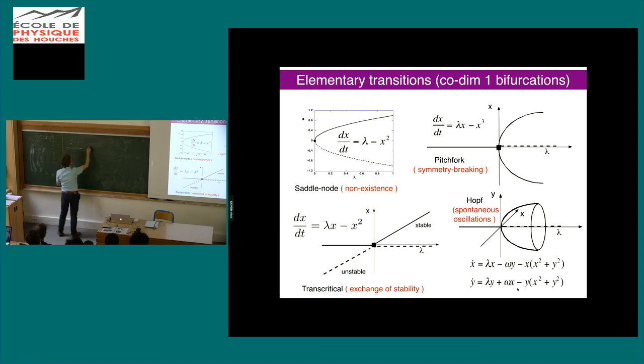Now steady states means dx bar/dt is 0, so let's label them as x bar here. The dx bar/dt is 0, and you find immediately that lambda minus x bar squared is 0, so x bar is plus or minus square root of lambda. And so you see it has no solutions when lambda is negative, and it has 2 solutions when lambda is positive.